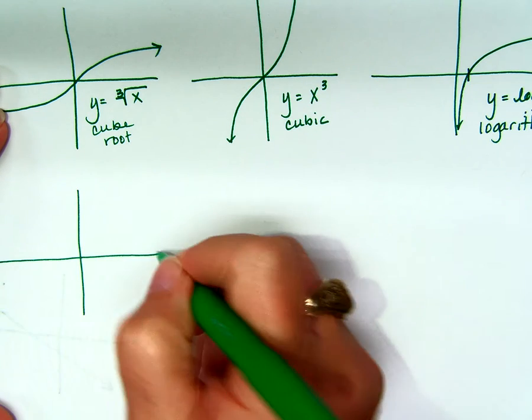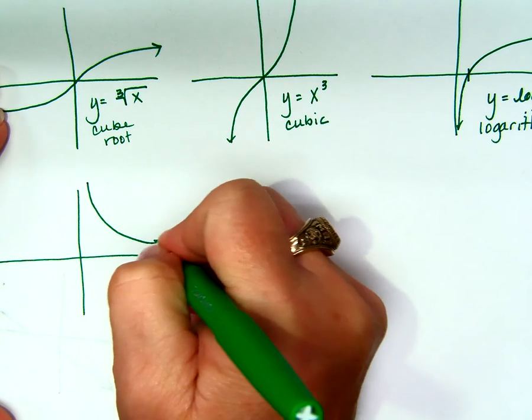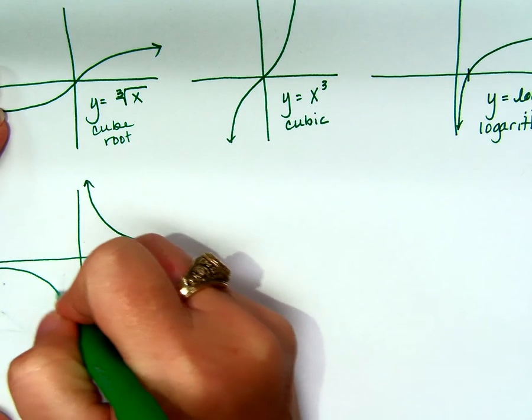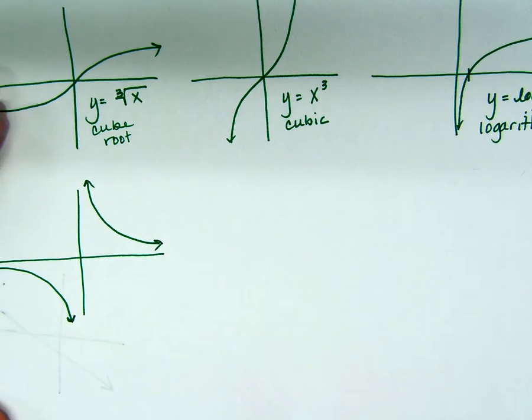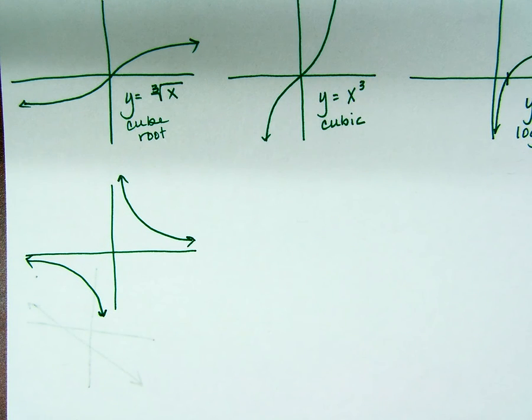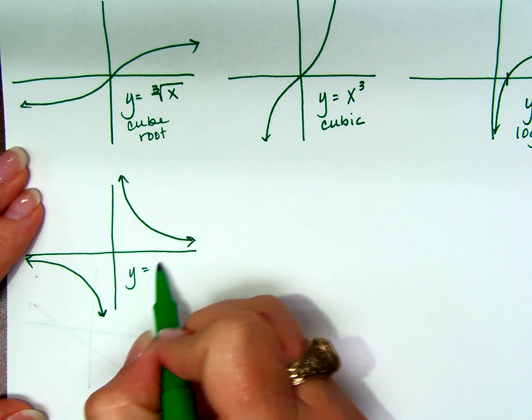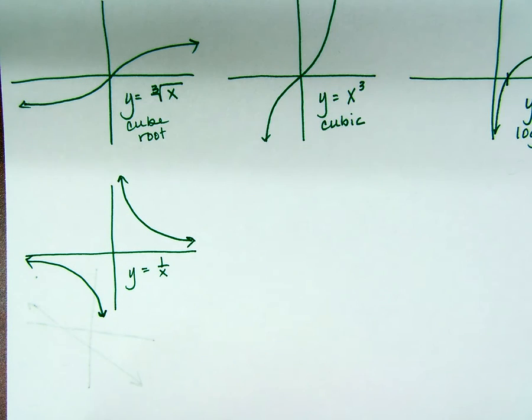Then there was this one, and that was y equals 1 over x. Remember what that was called? Starts with an R. It's rational. Yeah, it's a fraction, right? Rational, ratio.